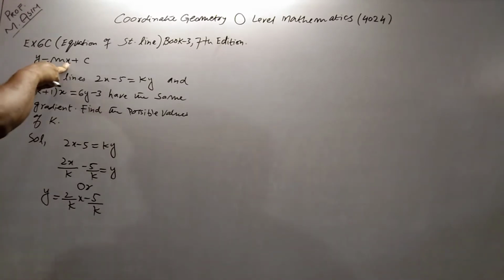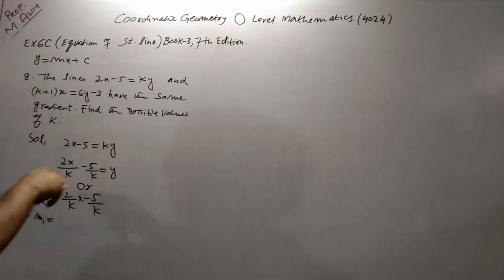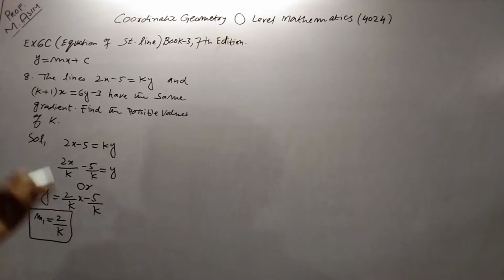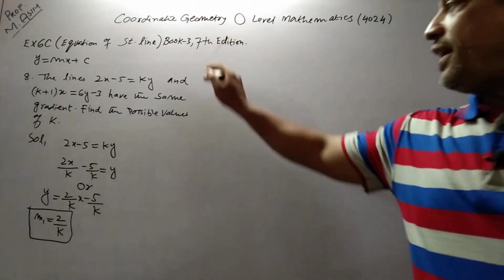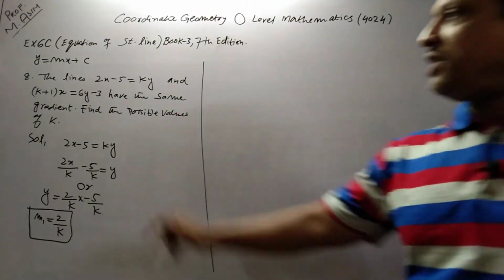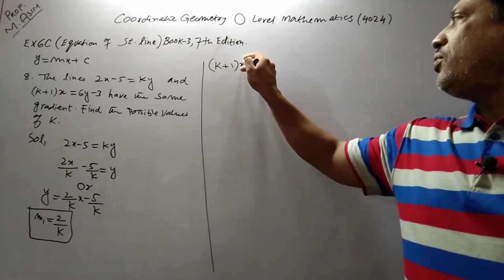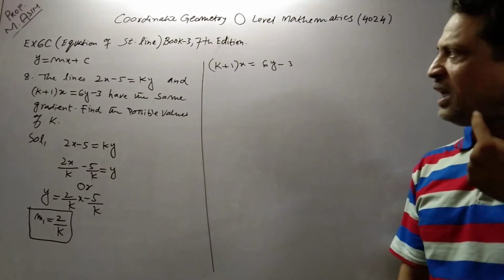What is the coefficient of x in the standard equation? m. This is the gradient, m1. What is the coefficient of x in this form? 2 upon k. Therefore the gradient of this line is 2 upon k. Now take the second equation of a straight line. What is the second equation? (k plus 1) into x is equal to 6y minus 3. Very easy.